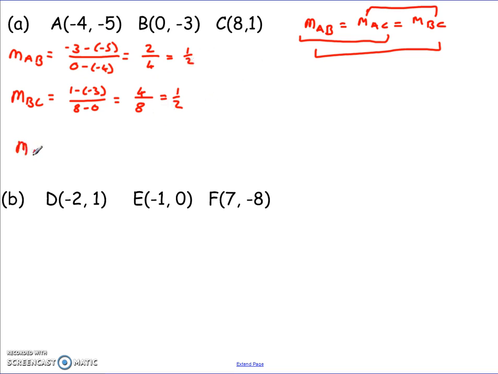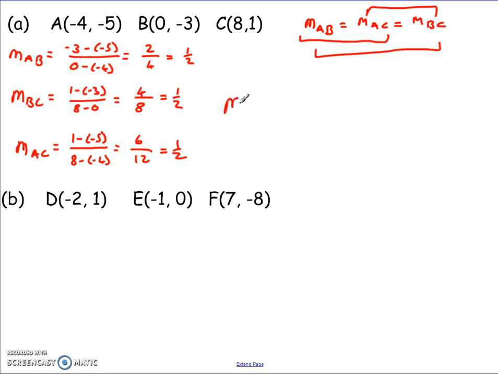Let's just prove it though. So imagine I did the gradient of AC. In this case, I would do 1 take away -5 over 8 take away -4. 1 minus -5, minus again becomes a plus, so that would be 6. Same with the bottom, that would become 12. So it's a half. So all I've shown with this one is I've got the same gradient for all 3 of them. You don't have to do it for all 3 each time, you just have to pick a pair, again, with a common point.